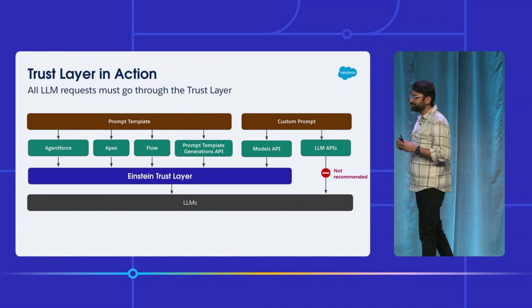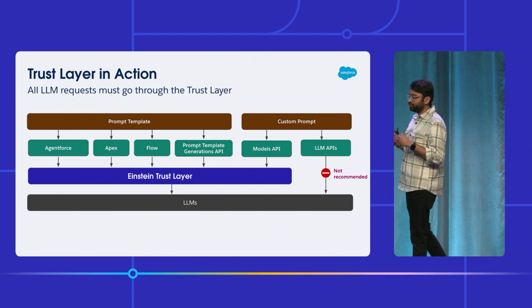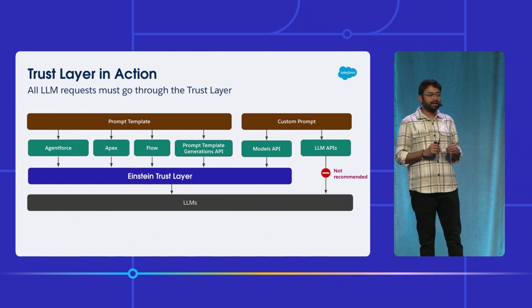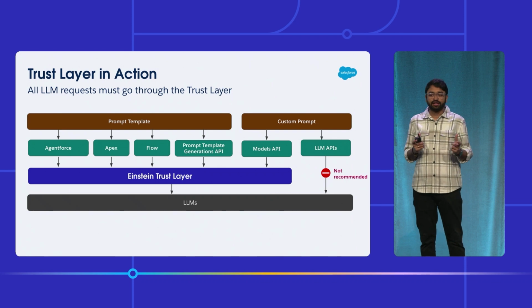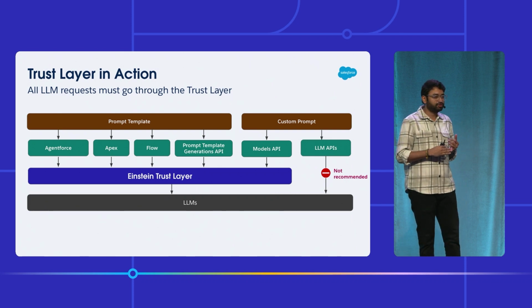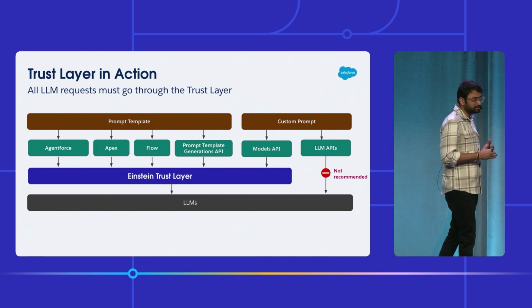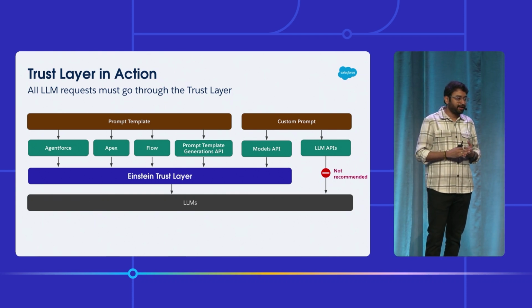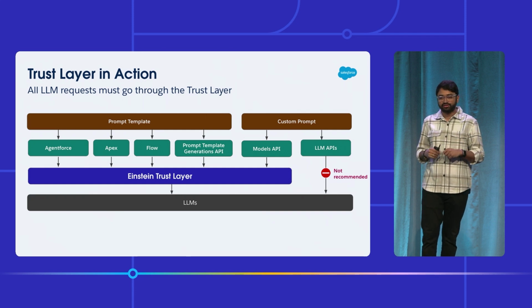First and foremost, any prompt that goes out from Salesforce to an LLM using our Salesforce technologies goes through the trust layer. So whether it is Agentforce, whether you're calling the prompts through Apex, or if you're using Models API, all of these go through the trust layer.